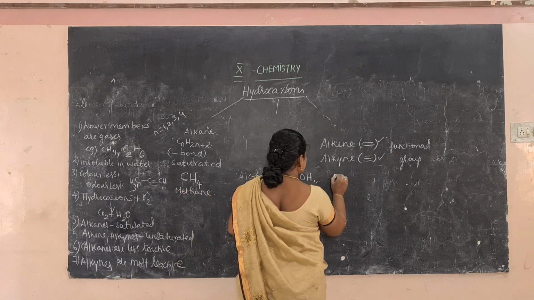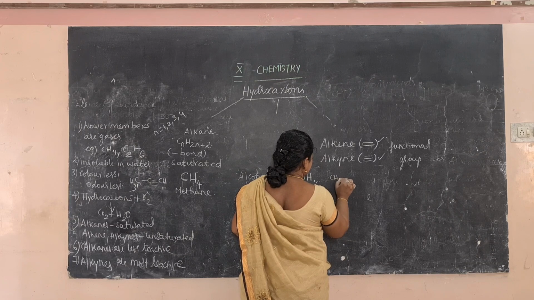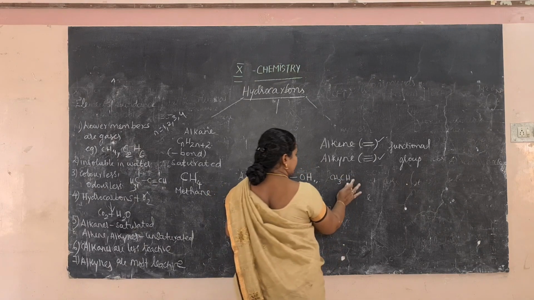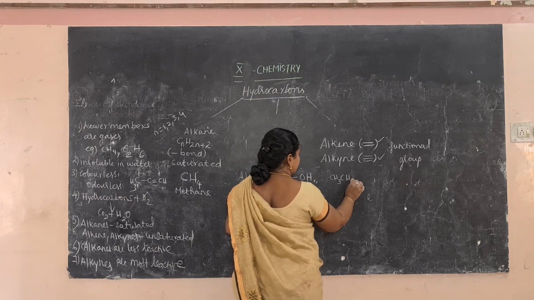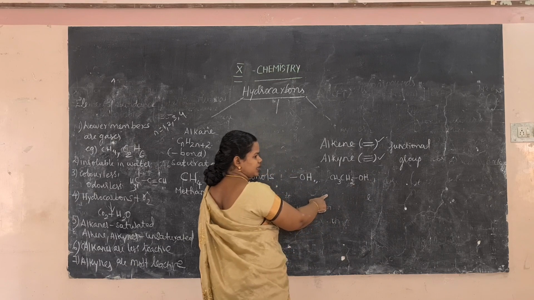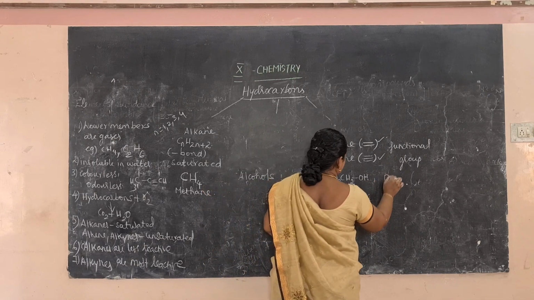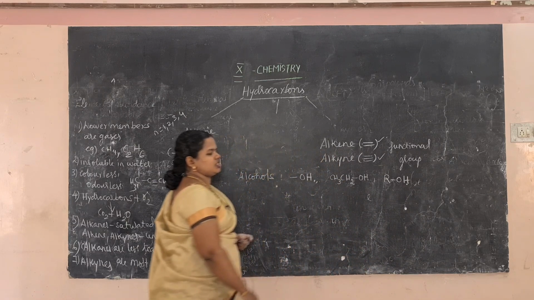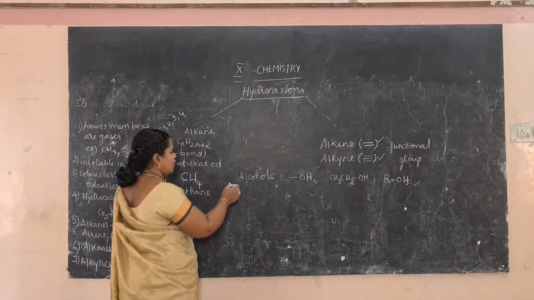For example, in ethane, CH3CH3, you take one hydrogen out, so it becomes CH2, and you add this OH. This is represented by the general formula ROH. So the general formula for alcohol is ROH.